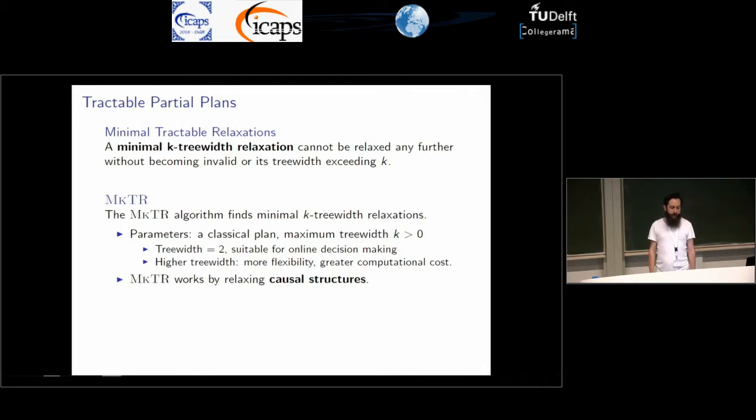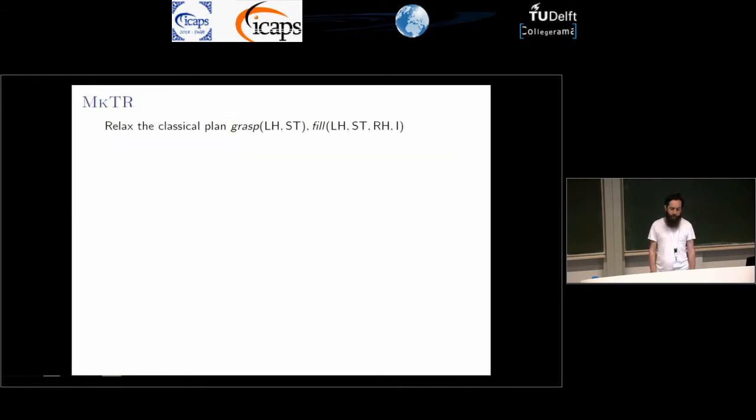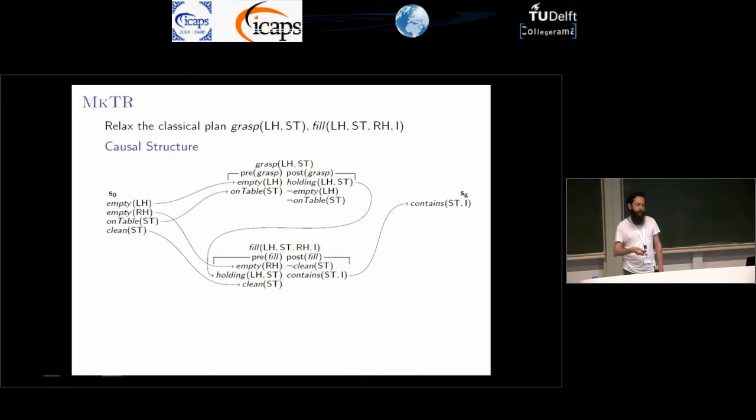So the algorithm, MKTR, works by relaxing the causal structure of a plan, and I'll give you an example of how it works. So this is that same plan from before, the simple two-action plan, where you pick up a shot glass and then you pour some booze into it. The first thing we do is to turn this into a causal structure. Now on the left-hand side of the graph, S0 here, we've got the initial state, and on the right-hand side, we've got the goal state.